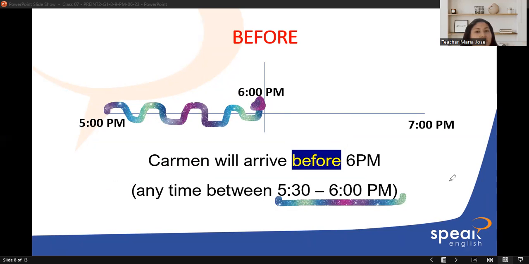Exactly, because it's "before," nothing specific. This is not specific. It can be any time. Maybe at 5, maybe at 5:45, maybe 5:55, I don't know, but it's before 6, anytime before. Okay? I can give you another example.